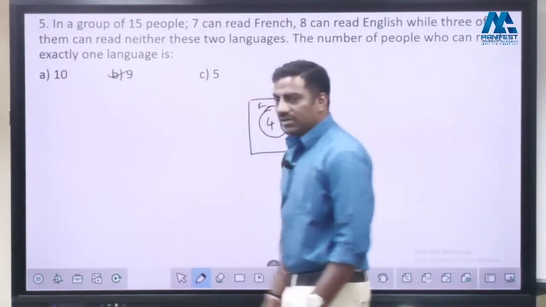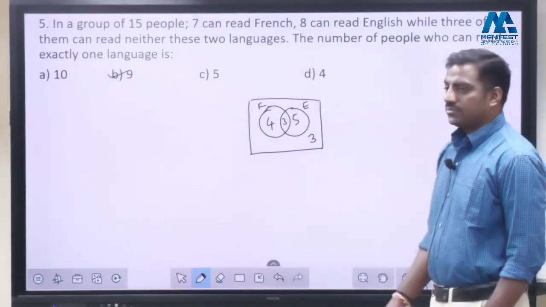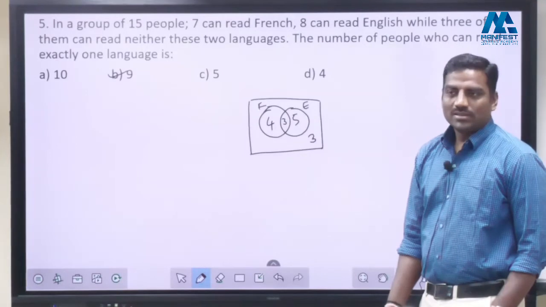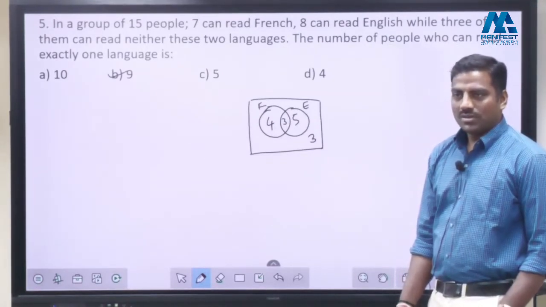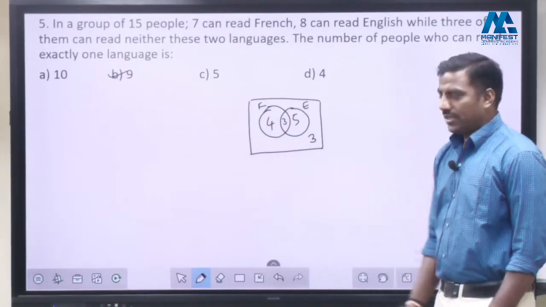At least one language, 12, no? Yes? Both languages? 3. Neither of the languages? 3.